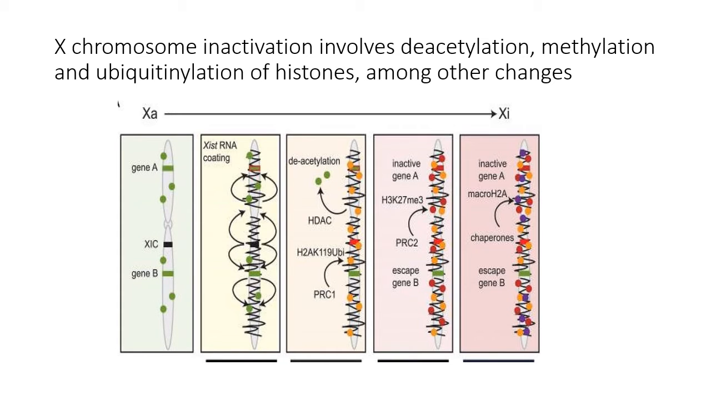So what's going to happen during the process? This is kind of schematic and does not include all of the details. We're going to start off with an initially active X. Then we will express Xist from the X inactivation center of that one chromosome.